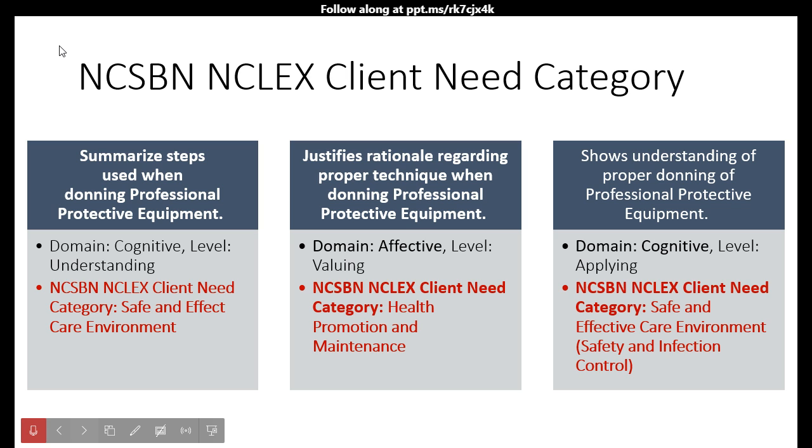The NCSBN NCLEX client need category. For the first objective, it's going to be safe and effective care environment. For the second objective, that justifies the rationale, it's going to be health promotion and maintenance. And for the final objective, showing understanding of proper donning of PPE, that's going to be safe and effective care environment with a subcategory of safety and infection control.